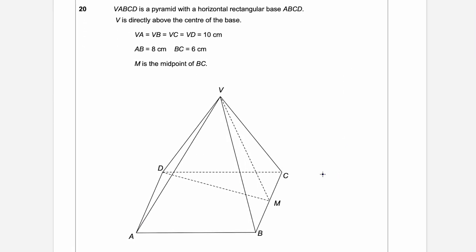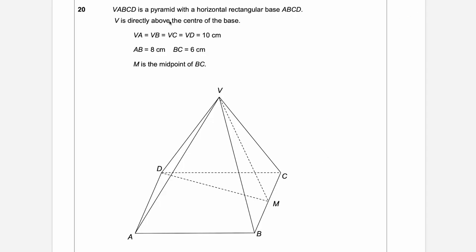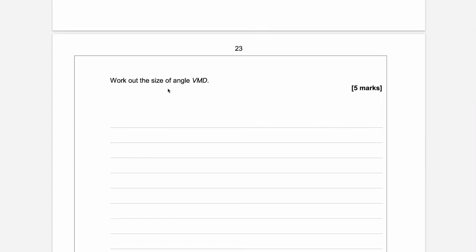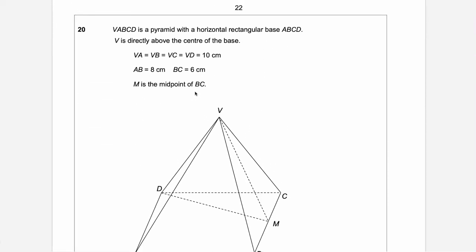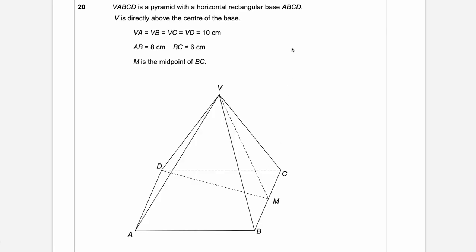Question 20. Okay, we have a pyramid, rectangular base. V is directly above the center of the base. We're given all these. M is the midpoint to find, and we're asked to work out the size of the angle VMD. Okay, so VMD, it's this angle here, guys.